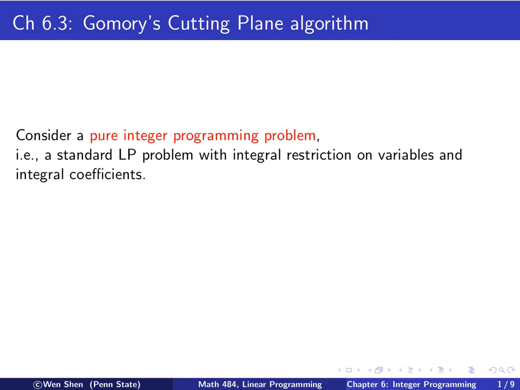In this video, we start talking about an algorithm called Gomory's cutting plane algorithm to solve integer programming problems. So we'll have to narrow down a little bit of the problem that we will be able to handle. Here we will consider something called a pure integer programming problem. That is, I have a standard linear programming problem with integer restrictions on the variables, and I also have all the coefficients in the constraints, on the right-hand side, and in the objective function, and they are all integral, so they're all integers.